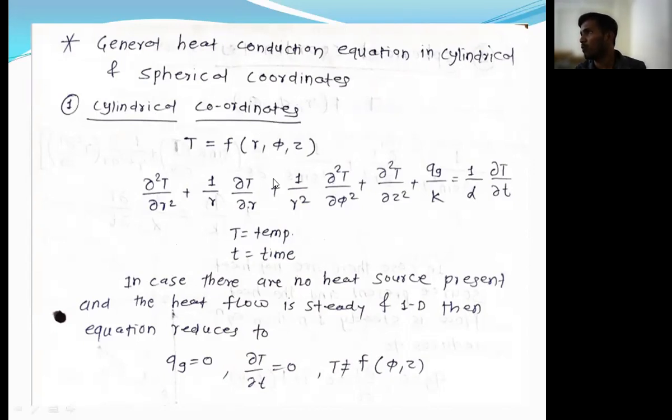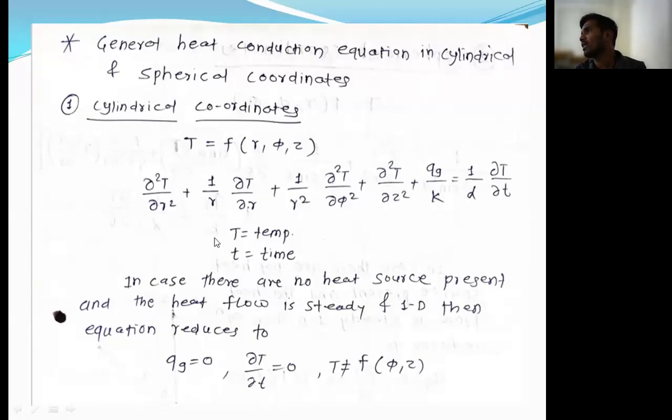Okay, and in that form, we have to write down that equation: ∂²T/∂R² + (1/R)(∂T/∂R) + (1/R²)(∂²T/∂φ²) + ∂²T/∂Z² + Qg/K = (1/α)(∂T/∂t).